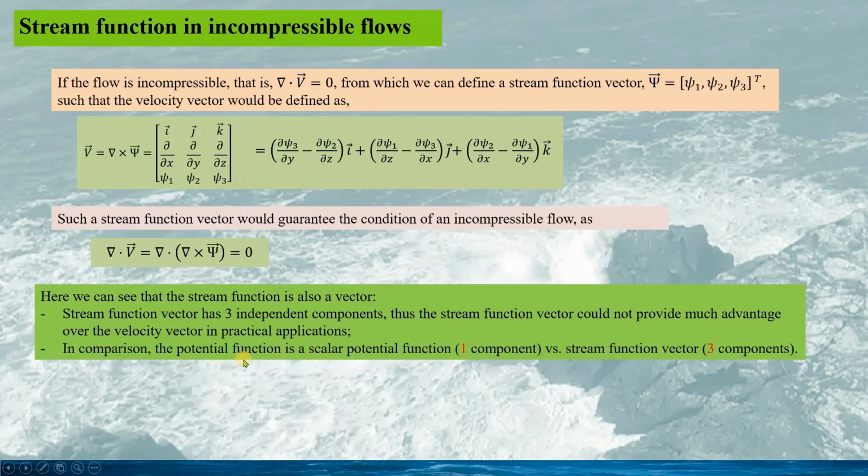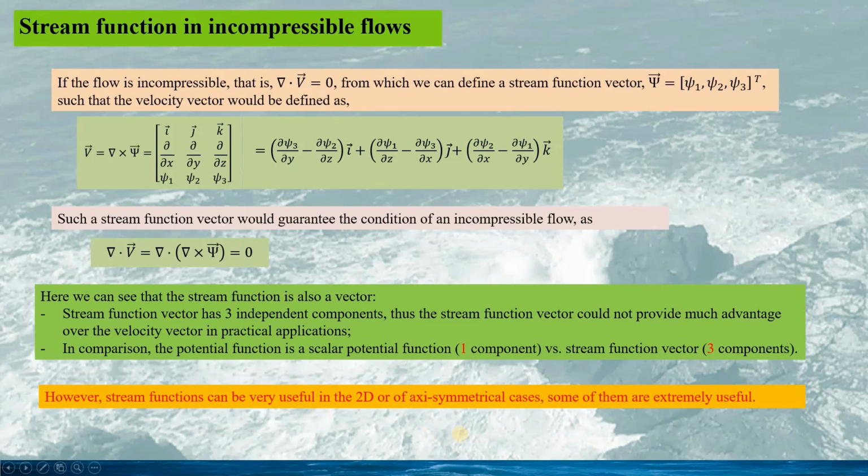If we compare the potential function, which is a scalar function with only 1 component, versus the stream function vector, which has 3 components, we can see the potential function has huge advantages over the stream function. However, stream functions can be very useful in 2D cases, and some of them are extremely useful. See the next slide.